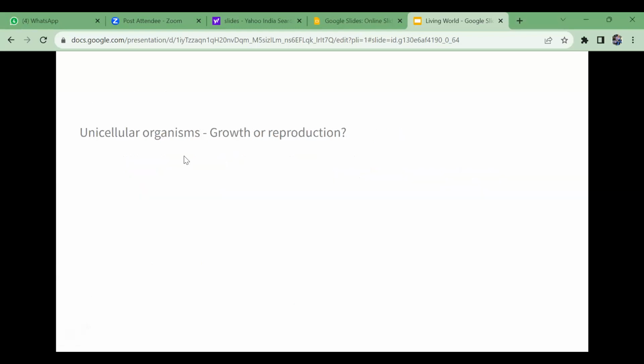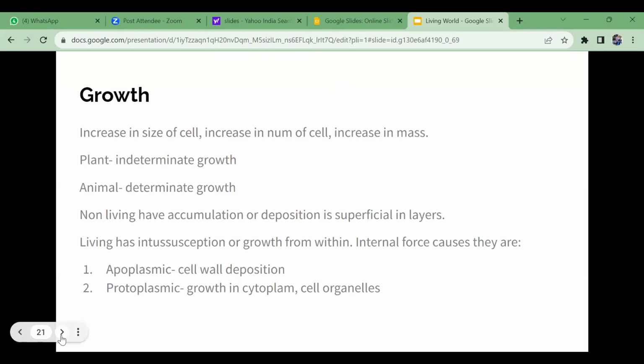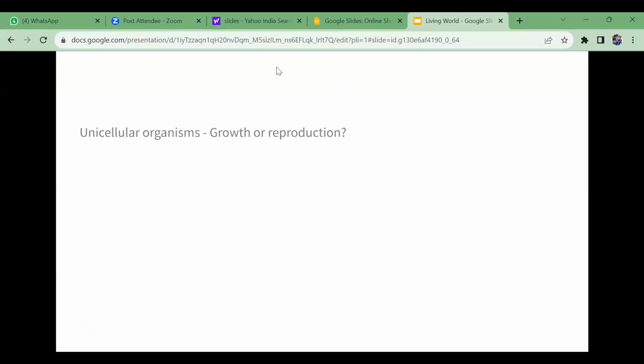So in unicellular organisms, growth and reproduction are synonyms. Yes Karthik, what happened? In unicellular organisms, growth and reproduction are the same, synonyms. So growth and reproduction are the same in unicellular organisms, right? Yes, miss. Okay.